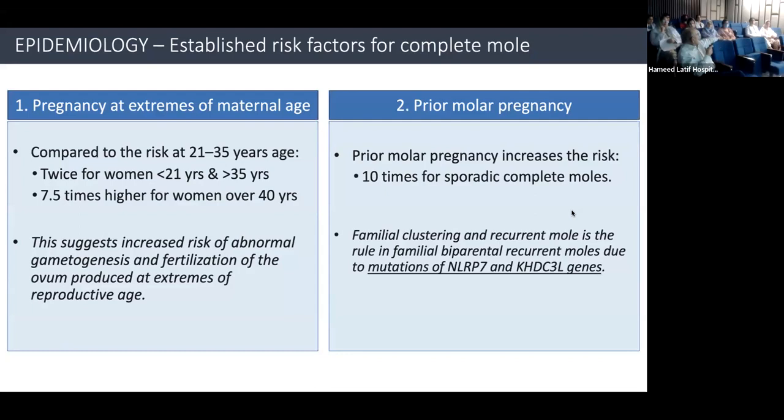Again in Chile, in South America, it was found that there were families in which the mole was occurring repeatedly, and now it has been found that it is because of this familial clustering. Recurrent mole is the rule in familial biparental recurrent moles, due to mutations of two genes.